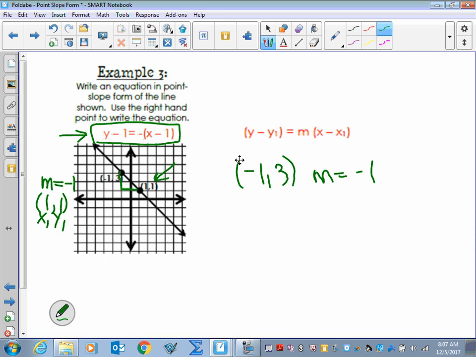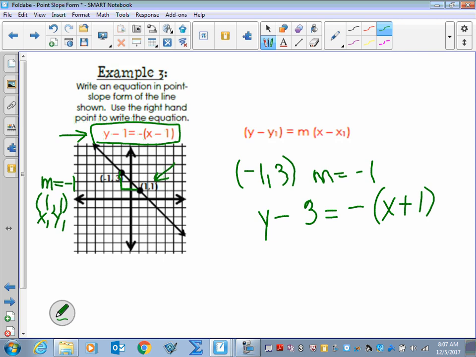So I'm going to do y minus, what is my y coordinate? 3, very good, equals, my slope is negative 1, so I'm just going to put a negative because we never write really the number 1, times x, is it plus 1 or minus 1? Since my x is negative 1, right? x plus 1. And that's it. It's just a matter of dropping those numbers where they're supposed to go. You're not trying to distribute it out and change it to something else. Okay, that's it. All right?